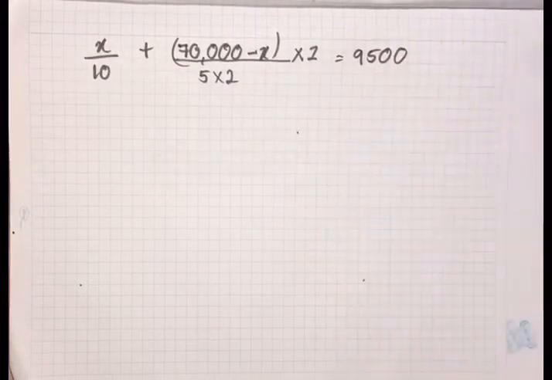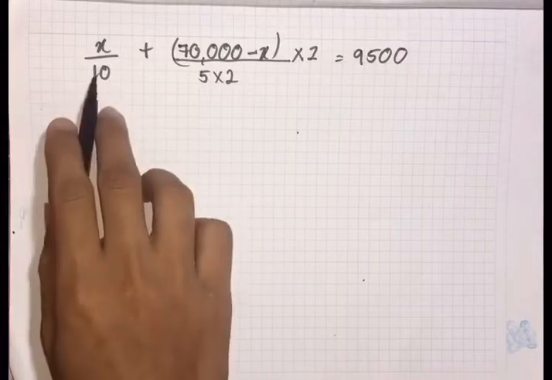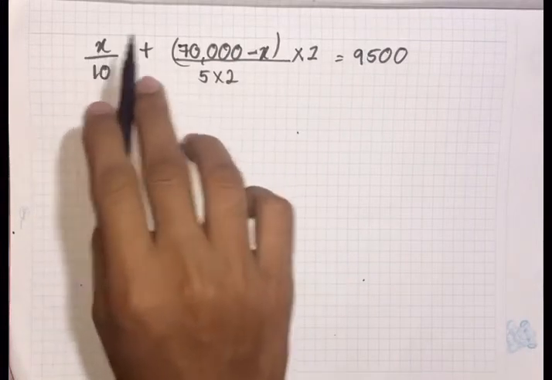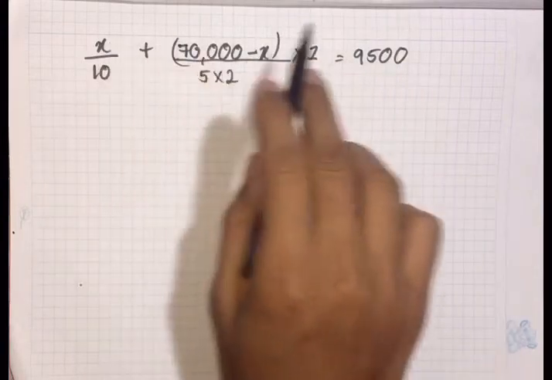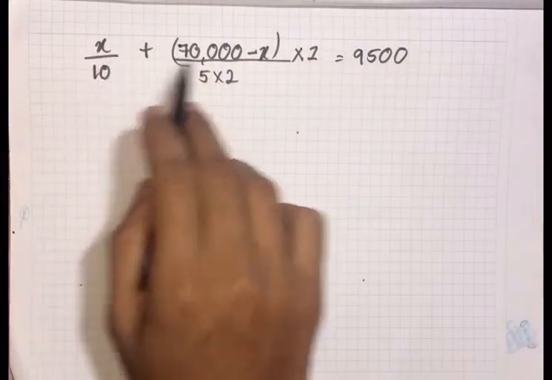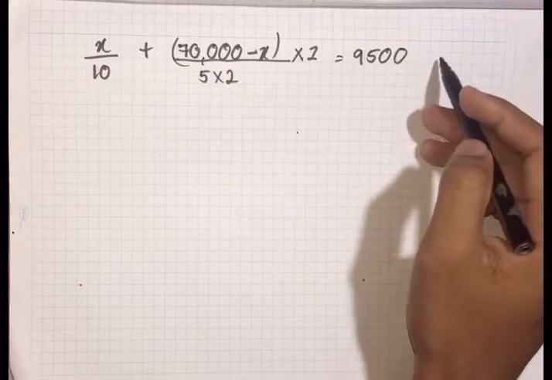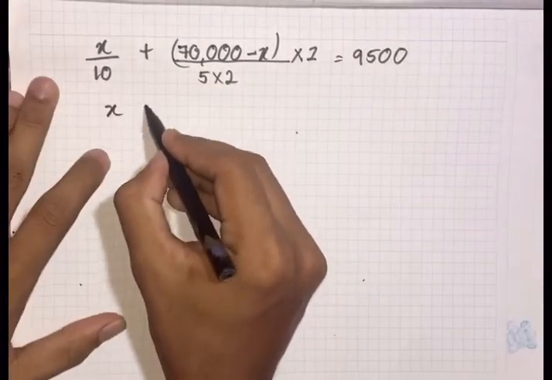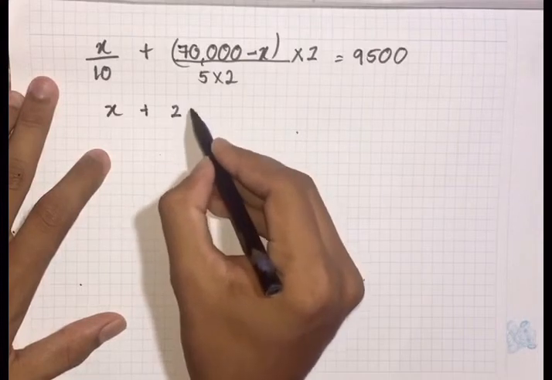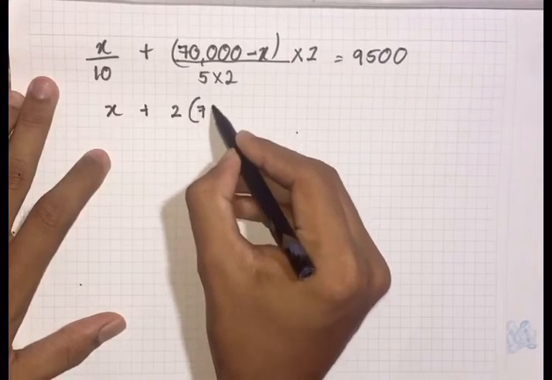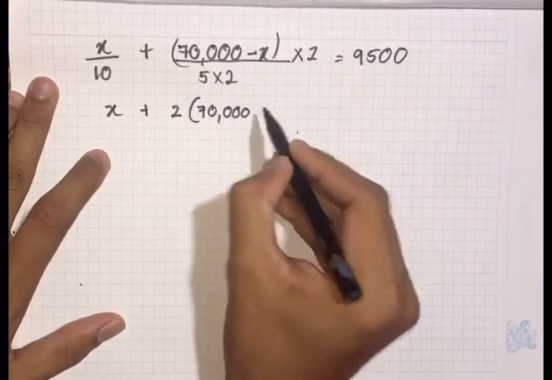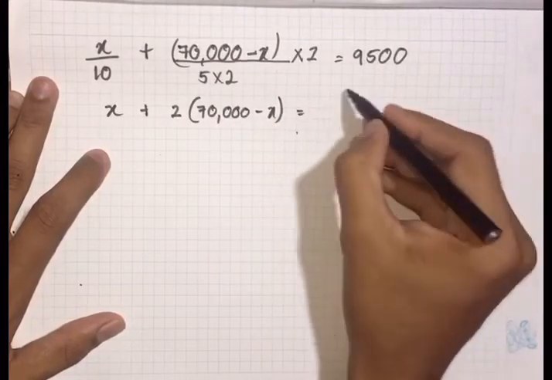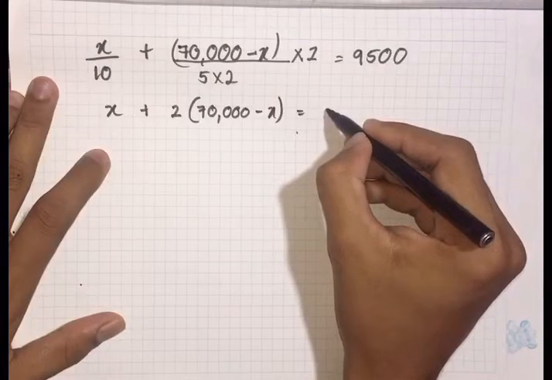Now let us solve. How do you solve? Now in the denominators you have 10 and 10. Now I am going to multiply all these numbers by 10. Therefore this 10 will cancel off and this side it will get multiplied by 10. Then I have x plus, here you have 2 into 70,000. I'll write as it is, minus x, that is equal to, this side you have 9,500 you had earlier.